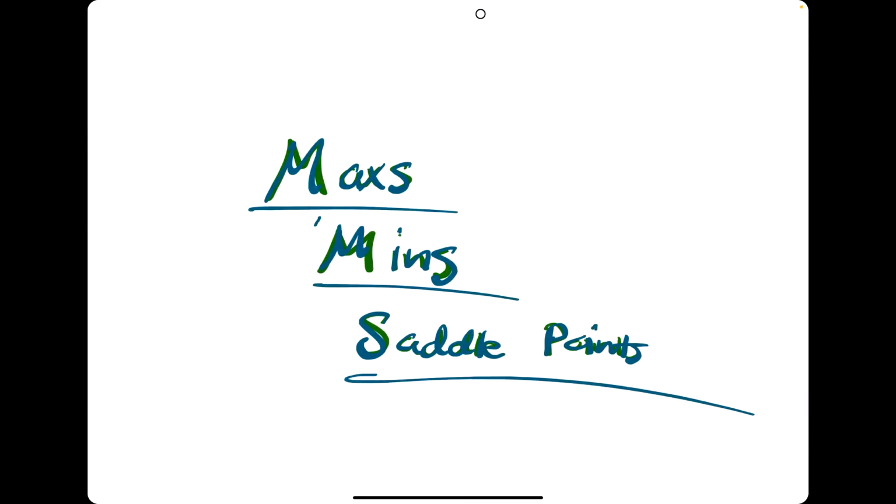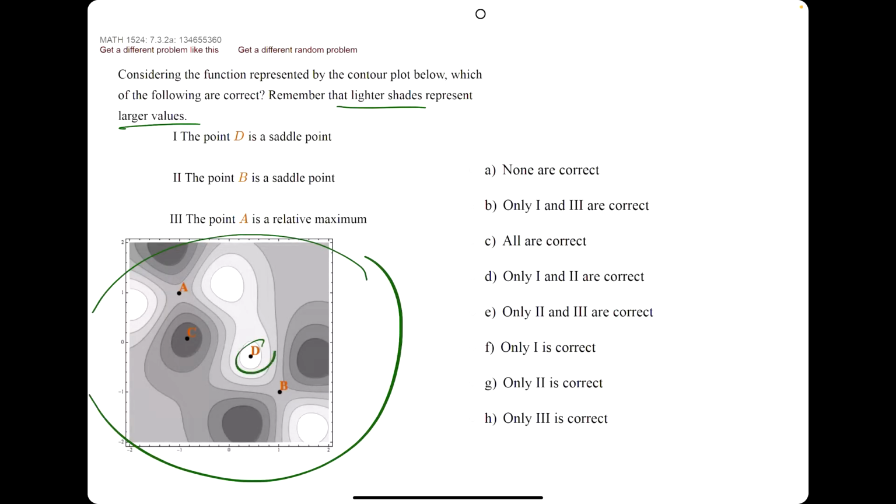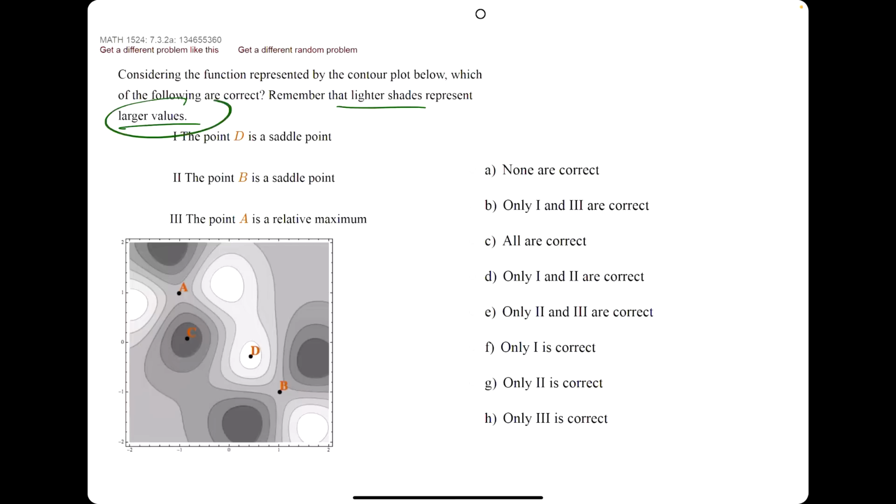Maxes, mins, and saddle points. So last week when we dealt with certain contour plots, we learned that the lighter shades in the contour plots represented the larger function values. And so in this problem, we are given a contour plot with these light, dark, and sort of medium gray shades, and each of those different colors represent different extrema, if you will. So the lighter the shade, the larger the function value.